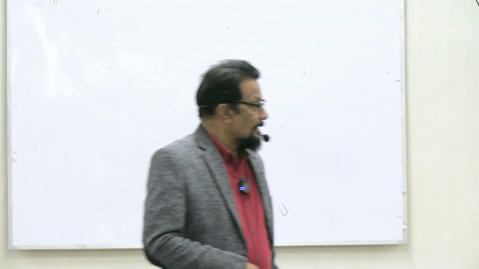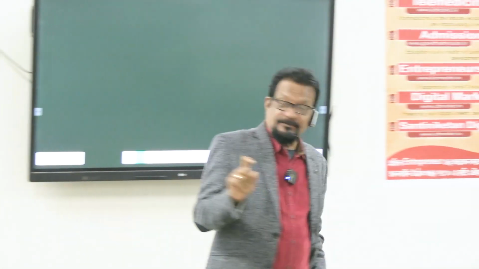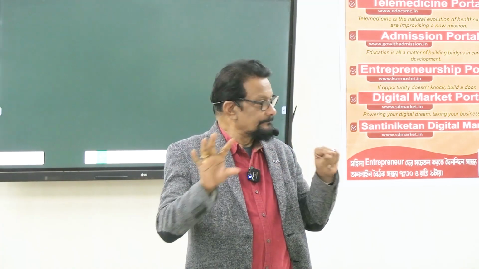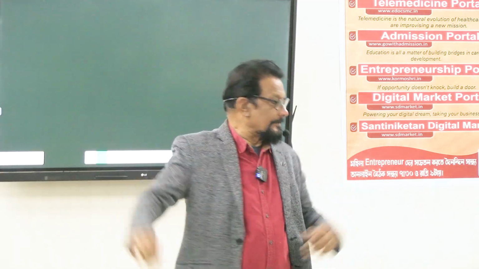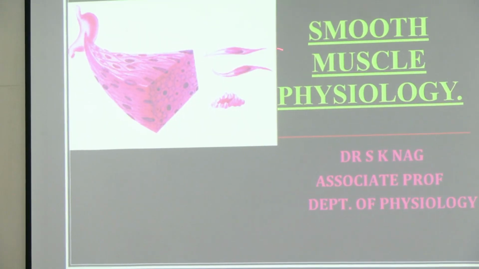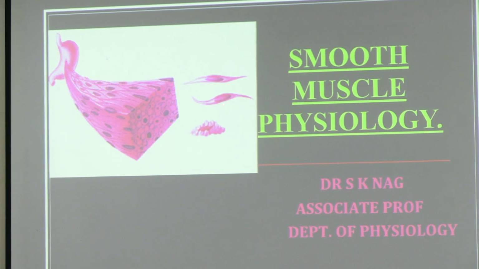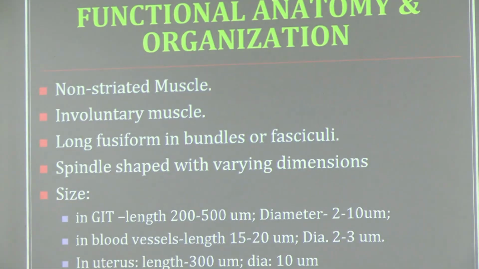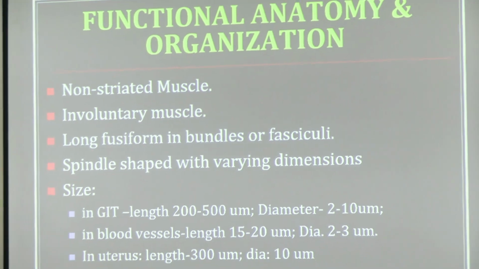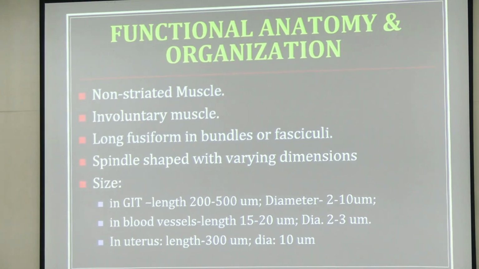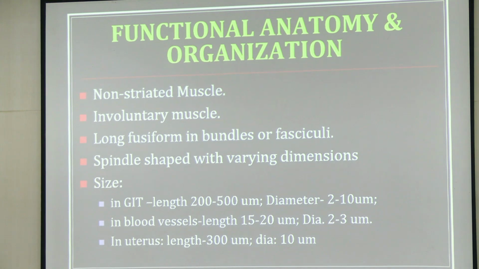The smooth muscles' shape is spindle shape. They are non-striated. They are involuntary.